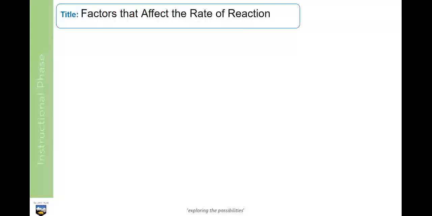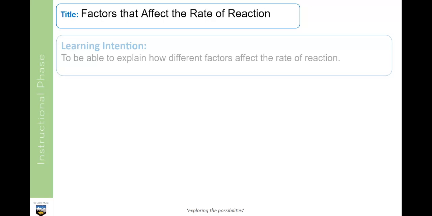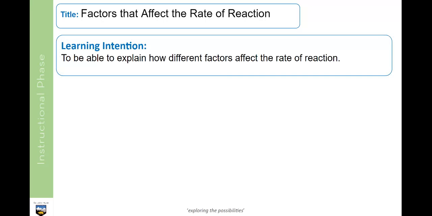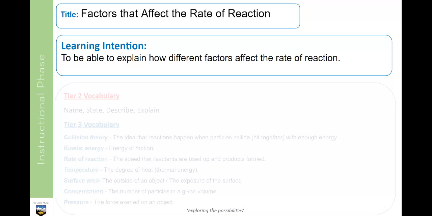So we're continuing with our learning that we started this week. We've already had a lesson on collision theory, so we're going to secure our understanding of the factors that affect the rate of reaction. And we looked at these last lesson. So you need to be able to explain how the different factors affect the rate of reaction. So how, by changing these factors, do they change the rate of reaction?